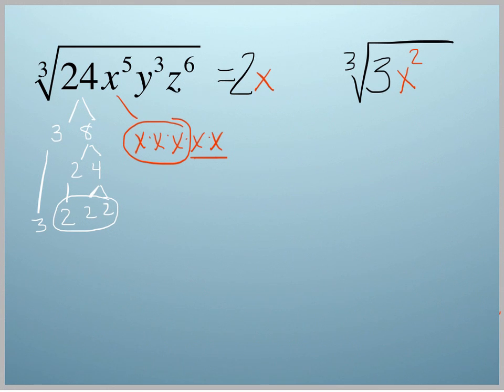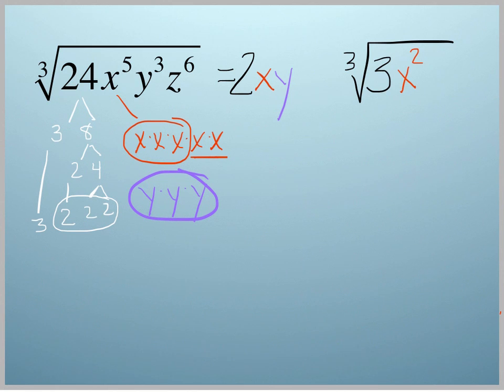Notice in this case it's saying I have y to the third. So that means y times y times y. So I have one group of y's. Notice nothing is left over. So since I have one group of y, I'm going to bring a y out, and then nothing's left underneath the radical for my y's.